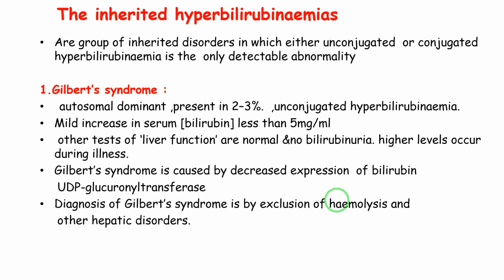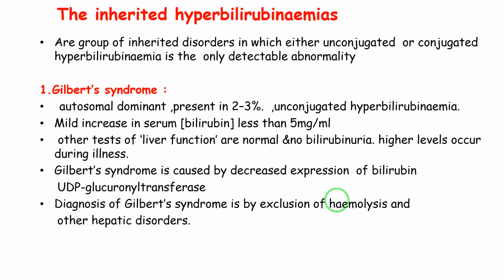The other topic in this lecture will be about inherited hyperbilirubinemia, which is defined as having jaundice or hyperbilirubinemia without any other detectable abnormality, and this occurs due to an abnormality that is inherited or congenital. We have many syndromes: Gilbert, Crigler-Najjar, Rotor, and Dubin-Johnson syndrome. Each has its characteristics.